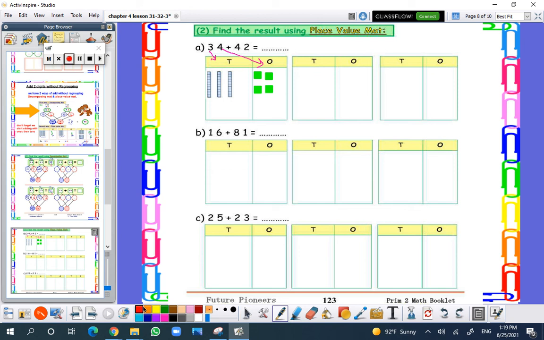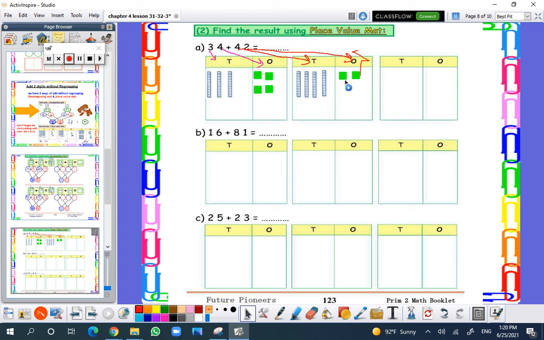What about place value math? What about 42? I'm going to represent 4 here and 2 here by place value math also. So 4 here, so I'm going to draw how many rectangle bars, guys? Excellent, 4 rectangular bars. And 2, how many small squares? 2 small squares. Great job. Then I will start adding the ones.